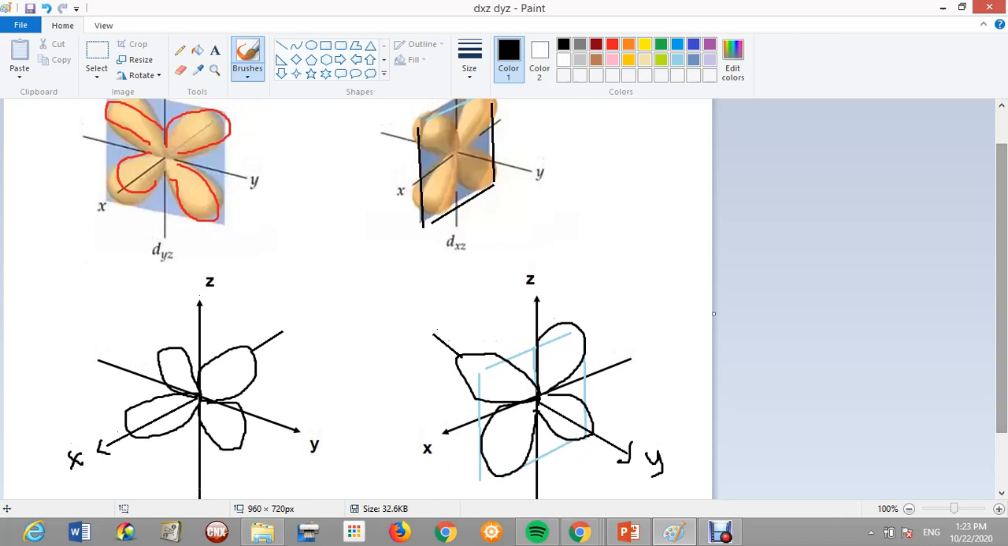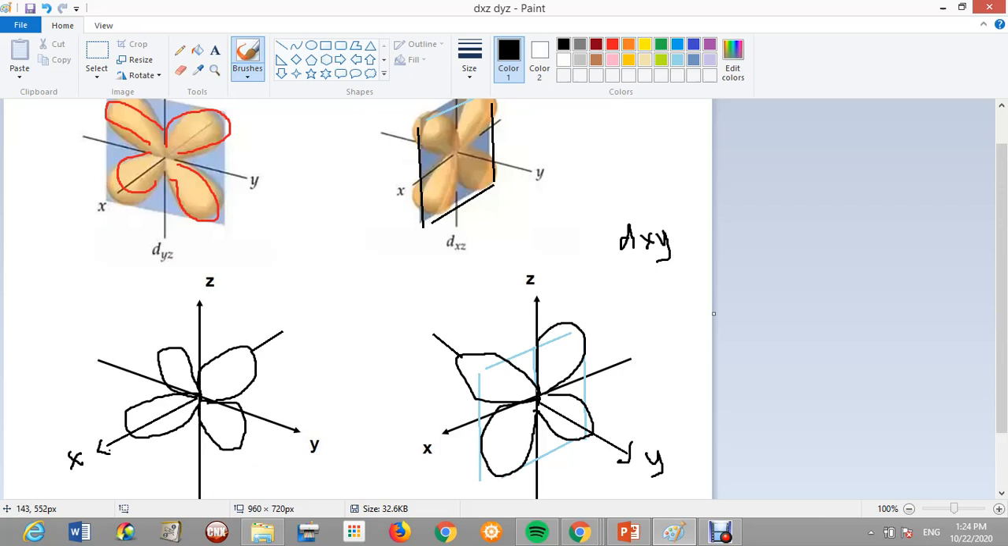Your dyz, dxz, and dxy, three of these are almost the same. The way you draw them is the same. You will draw the axes first. For example, just now the dxz: I draw the axes of x and z first, then I draw the loop, and then lastly I add on the y axis.